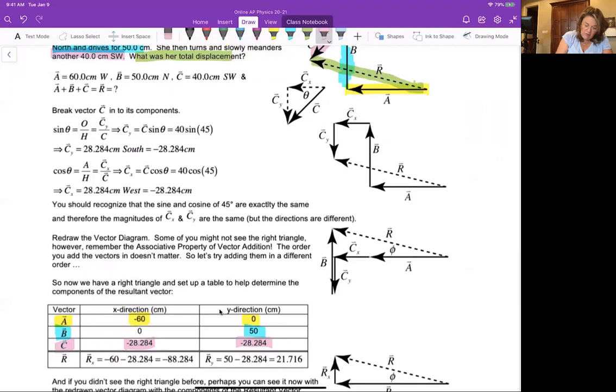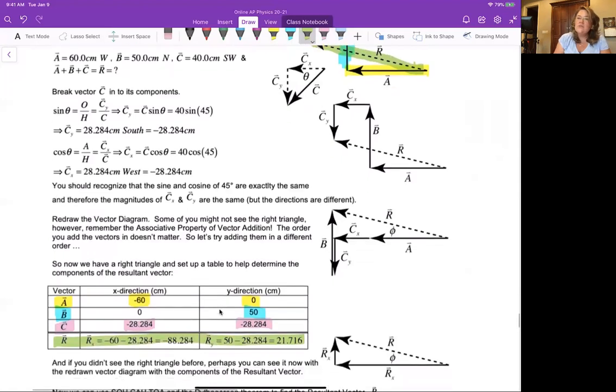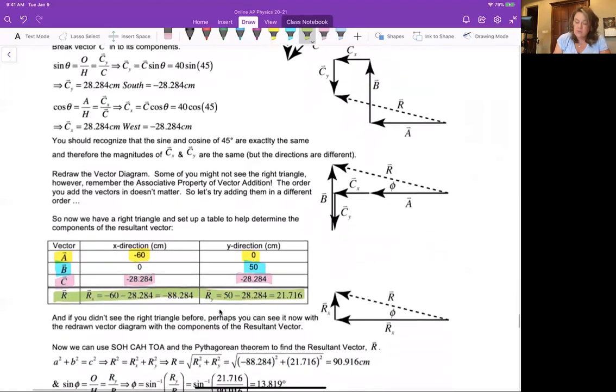He adds all of them up algebraically, and once he knows the component values for the resultant vector, he draws the actual components of that and solves this right triangle to determine the magnitude of the hypotenuse, which is the displacement vector, and this angle, which will then tell me how many degrees north of west he's located, or above the negative x-axis.